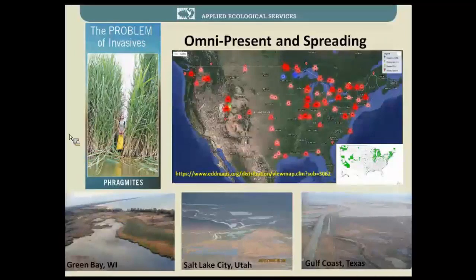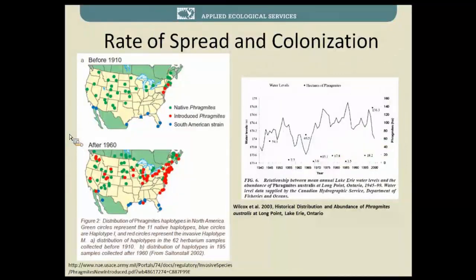Some of the work that we've been doing is on the Great Lakes, quite a bit of the work, and there's an image in the lower left of Green Bay and the image in the upper left of Green Bay. So omnipresent and spreading is the story that we're learning about Phragmites. We're also learning quite a bit about the rate of spread, and the rate of spread is actually increasing. The image, before 1910 and after 1960, and then the graphic you see there on spread with Lake Erie water level changes and water level control changes.